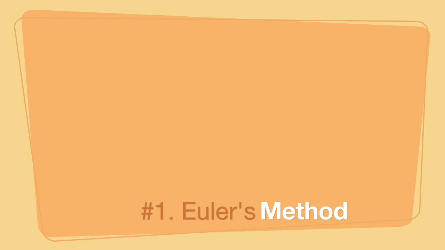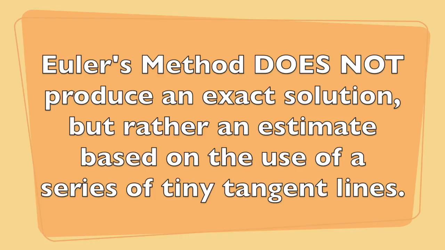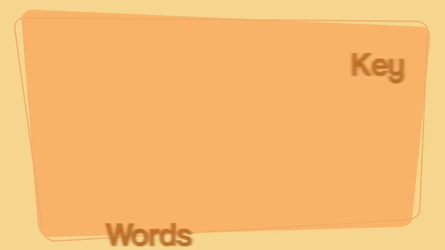Okay, so what is Euler's method? Euler's method is a numerical method for solving differential equations. It's typically used when you're working with a differential equation that cannot be solved with algebra. It's important to note that Euler's method doesn't produce an exact solution, but rather an estimate based on the use of a series of tiny tangent lines.